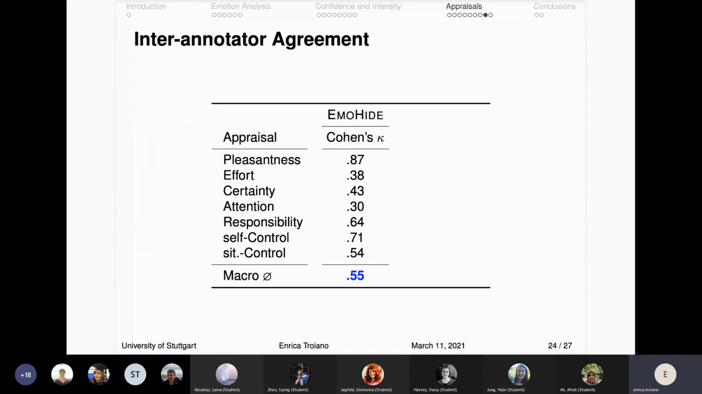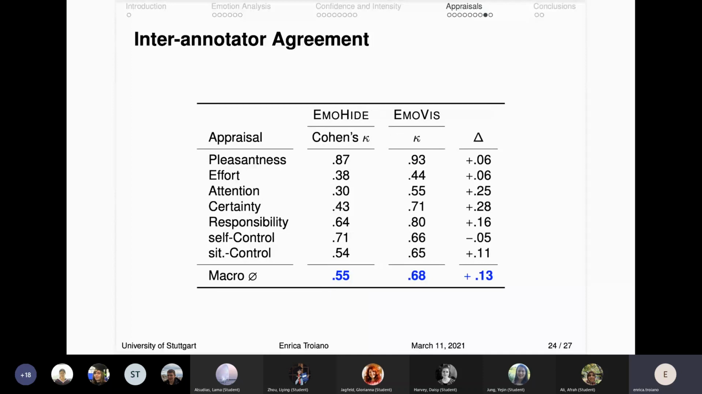And here's what happens. So let's first look at the Inter-annotator Agreement that we find when the annotators do not have access to the emotion. This is Cohen's kappa. We have only 2 annotators, remember, and we computed it for each dimension of appraisal. The average Cohen's kappa is 0.55, and this is what happens when we show the annotators the emotion. We have an average Cohen's kappa of 68, so it increases of 13 points. And as you notice, this agreement increases for all the dimensions, except for self-control, actually, which I would say is a pretty difficult dimension to rate.